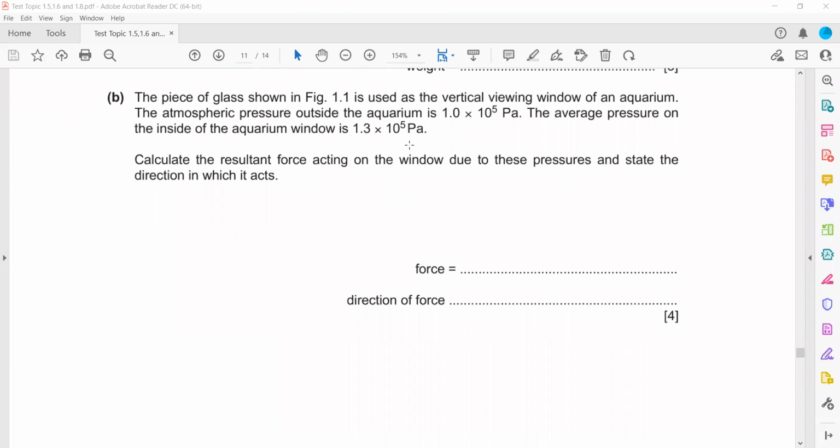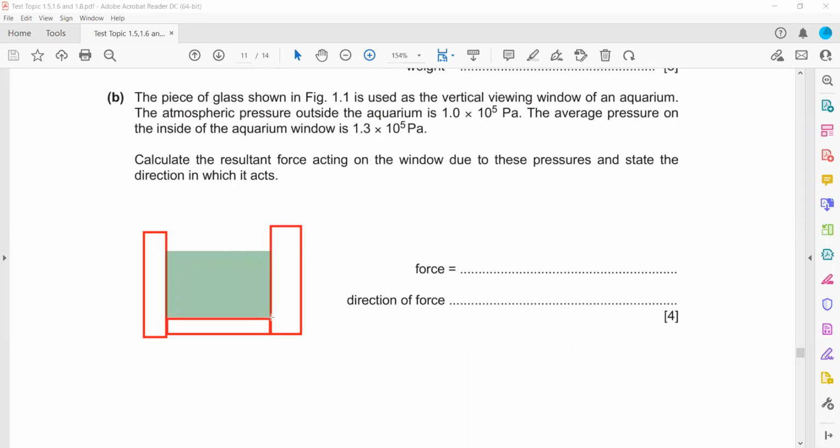Then a piece of glass as shown is a vertical viewing window. An aquarium is there, the vertical aquarium, where the wall of the aquarium is made up of this glass, and the aquarium is filled with water. So the atmospheric pressure from outside is how much? It is 1 into 10 power 5 Pascal. And what is the pressure from inside? It is 1.3 into 10 power 5 Pascal.